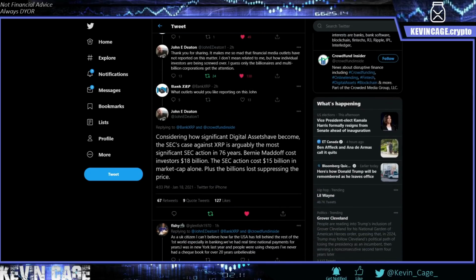Absolutely. And then right here, considering how significant digital assets have become, meaning just all crypto, the market cap has surpassed $1 trillion, guys. The SEC's case against XRP is arguably the most significant SEC action in 76 years. Bernie cost investors $18 billion. The SEC action cost $15 billion in market capitalization alone, plus the billions of dollars lost suppressing the price. So I just wanted to share that.